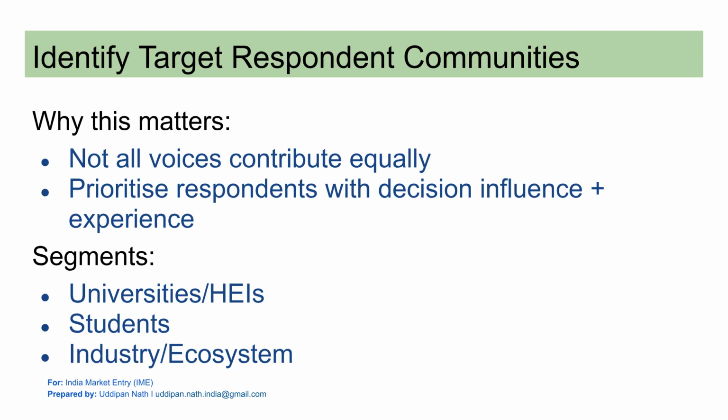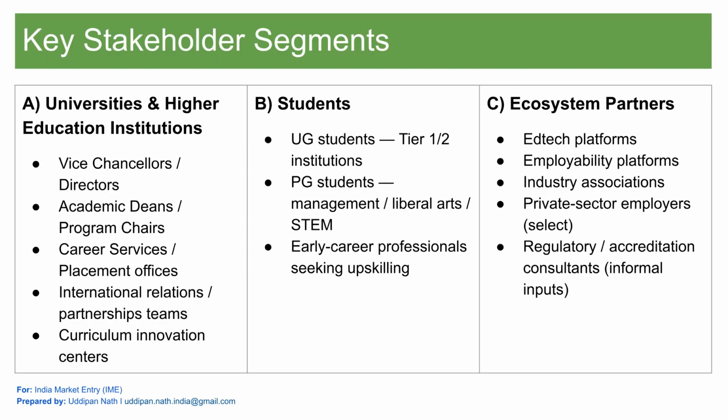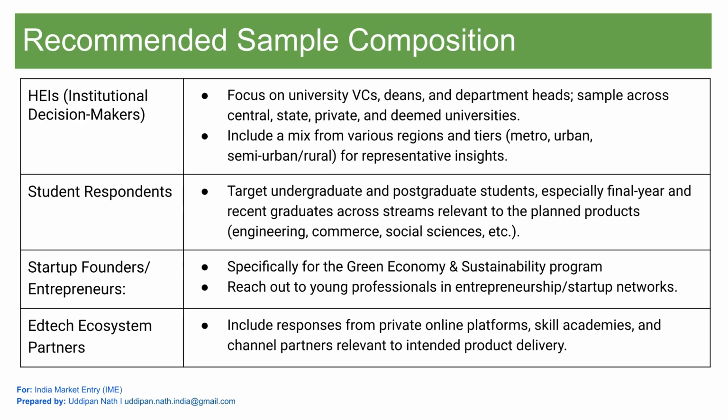willingness to pay. It is critical to identify target respondent communities and prioritize those with decision influence and experience. Key segments include universities and higher education institutions, students, and the industry/ecosystem. Key stakeholder segments are categorized into HEIs, students, and ecosystem partners, each with specific roles, such as vice chancellors, PG students, and edtech platforms. The recommended sample composition includes HEI decision makers across different regions, undergraduate and postgraduate students, startup founders, and edtech ecosystem partners for comprehensive insights.